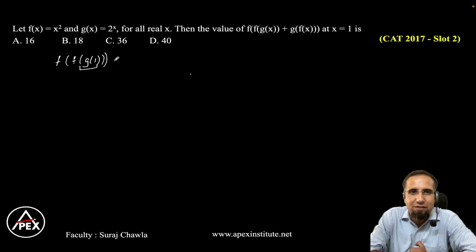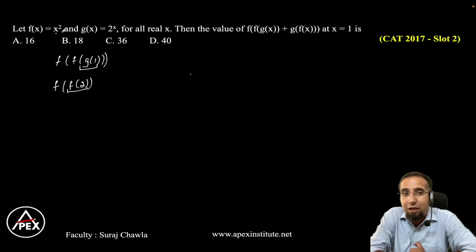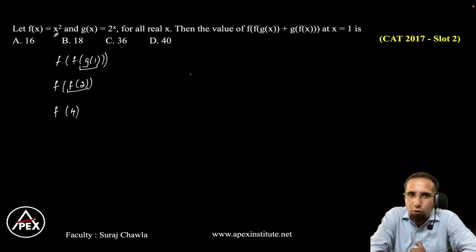What is the innermost value? That is g of 1. If I replace g of 1 here, this becomes 2 to the power 1, that is 2. So I can rewrite this as f of 2. Then again the innermost value is f of 2. If I replace x with 2, this becomes 2 square, that is 4, which means eventually I am calculating f of 4. What is f of 4? f of 4 becomes 4 square and therefore the value here becomes 16.